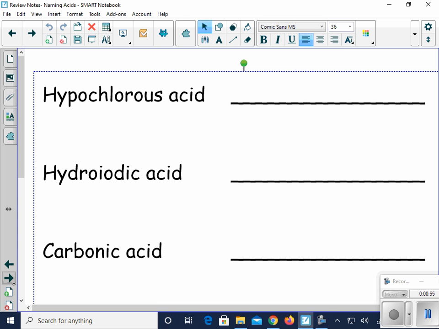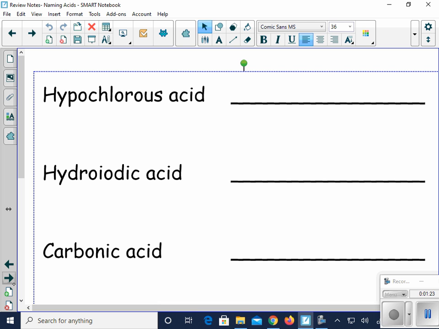Now, when we start, it's real easy when I have the name to determine if I have an acid, because it will say right at the end of it, acid. So here I have 3 different ones: hypochlorous acid, hydroiodic acid, and carbonic acid. So we're going to go through and we are going to write the chemical formulas for these 3 acids.